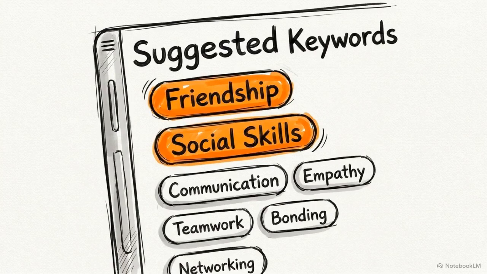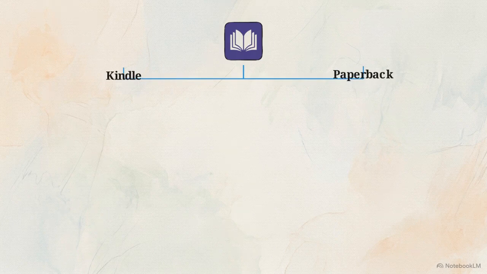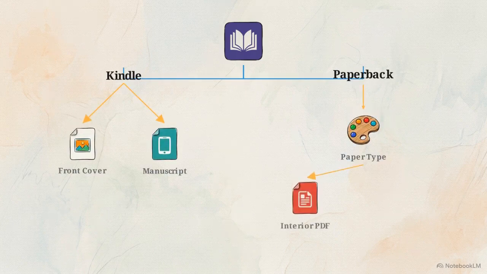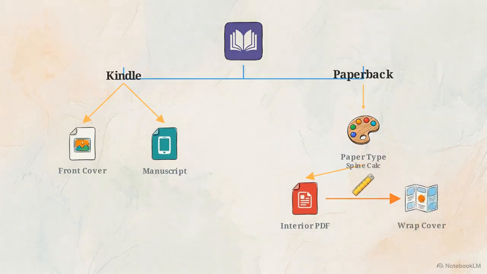Step 1. We are starting inside the Completion tab in BookMasher, where our finished manuscript is waiting. First, click the button to auto-generate your book's description. While that text generates, grab the 7 suggested keywords the software provides and keep them handy.